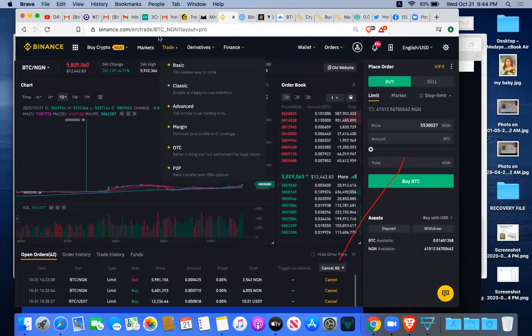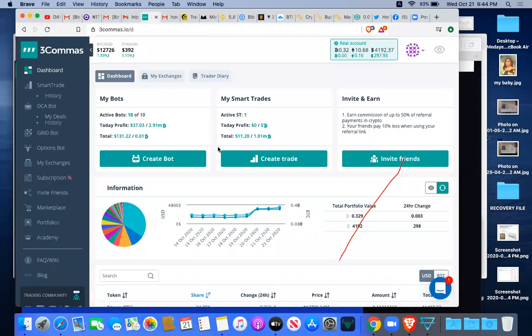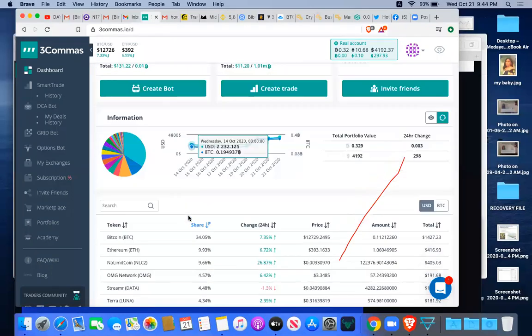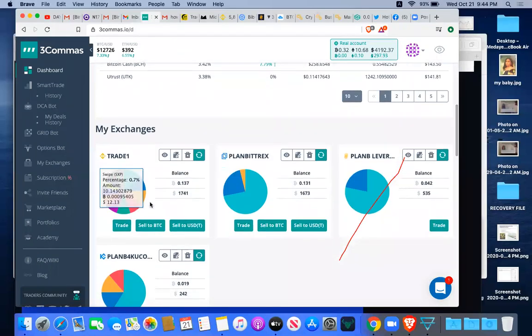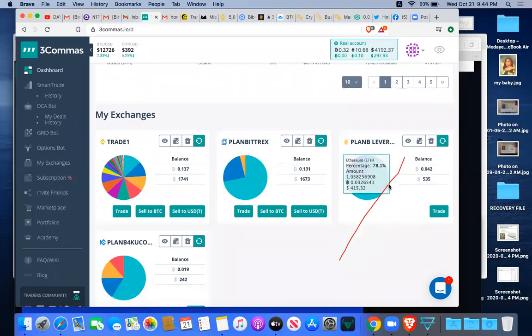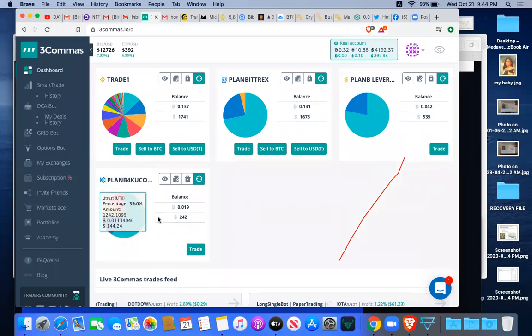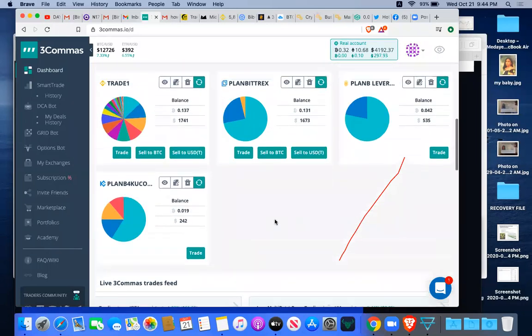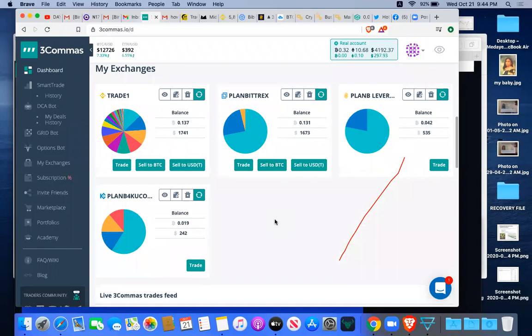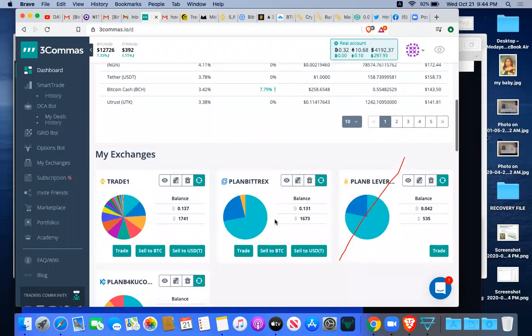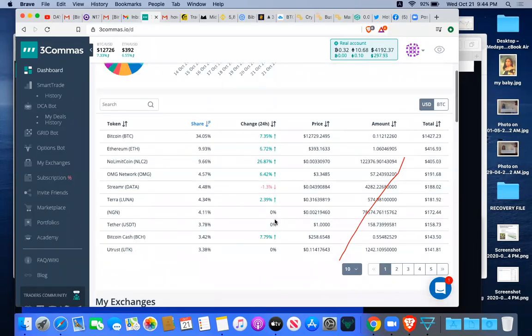Now going back to the bot, all right. If you look at my bot, I have how many? I have Binance connected. I have Bitrex connected. I have Bybit for leverage trading connected. Then I have KuCoin connected. So the good thing is that I can connect as many exchange platforms as I want, as far as they're connected, and then I can be trading on my interface. That's why we call it a remote or terminal.